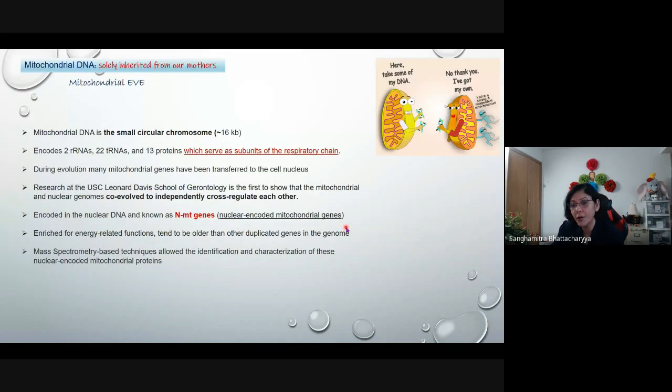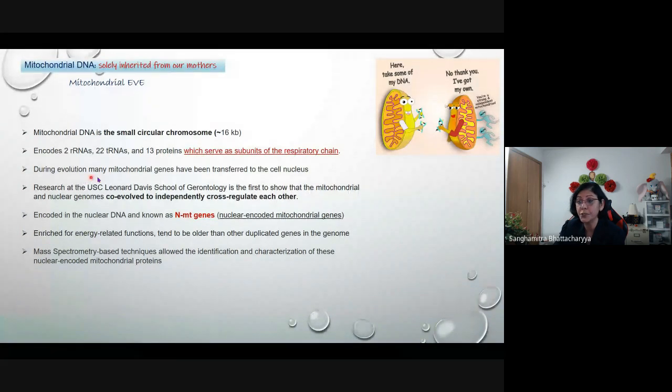Now, we have already been introduced to mitochondrial DNA a couple of slides back, and we all now know that it helps in ATP generation. But there are some other very interesting points about mitochondrial DNA. It's solely inherited from our mothers, and hence it's designated as the mitochondrial Eve. It's a very small circular chromosome, approximately 16 to 17 kb. It encodes 2 ribosomal RNAs, 22 transfer RNAs, and 13 proteins that serve as subunits of the respiratory chain.